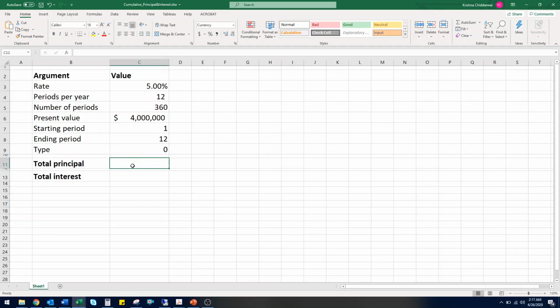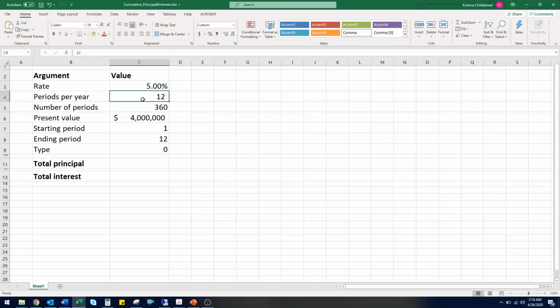To calculate the total principal and total interest paid over a specific starting period to an ending period, you need to know a number of things. First is the loan rate. I have that in cell C3 here, and we are assuming it to be 5%. That's an annual rate. So we need to know the number of periods per year. That's the number of payments. If you're going to make monthly payments, which is by far the most common arrangement, that will be 12.